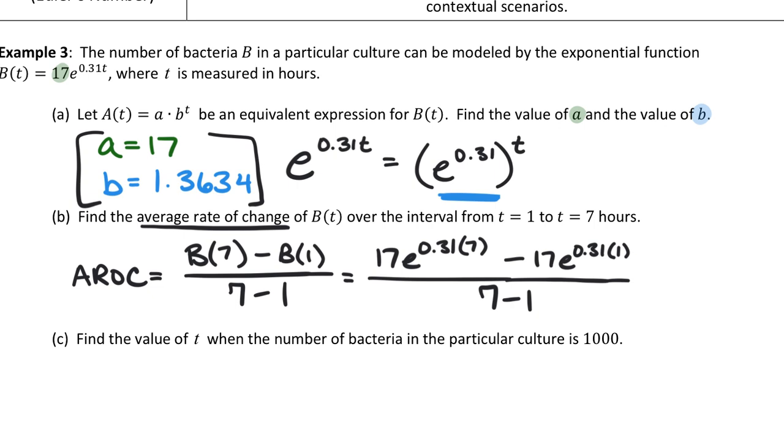We do 17 e to the 0.31 times 7 minus. Hold on. Okay, we're good? No, I just deleted it. Oh no, Paula. This is 17 and then e to the 0.31 this time times the number 1. Go to the denominator, do 7 minus 1. Whoa, how are we doing on typing? Minus. Don't press delete this time.